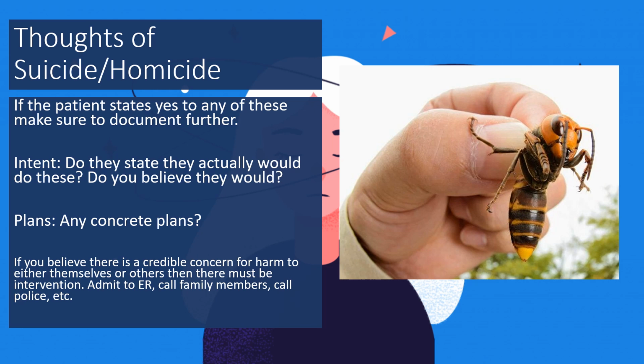And that just makes more of a line for intent. The main thing here is, if you believe that there's a credible concern for harm to either themselves or others, then there must be some sort of intervention. If you're in an office, in an outpatient setting, then you've either got to get family involved or get them to the ER, or if it's something concerning, you may even have to call the police. Fortunately, I've never been in that situation where I've had to call the police, but I've definitely been in situations where I've recommended the patient go to the ER and let them know that I had to contact family members.